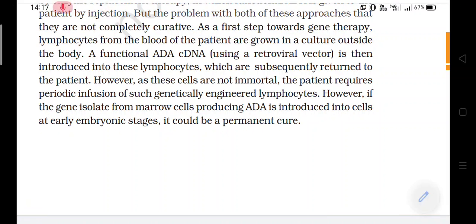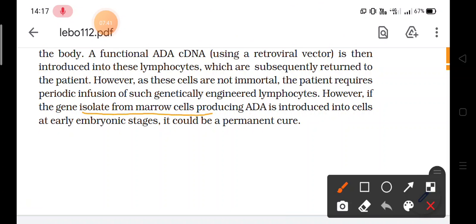So the solution is that the gene isolated from bone marrow cells, which are producing ADA, is introduced in the cells at an early embryonic stage. Means in the embryonic stage, what will be done? That gene which has to produce ADA will be given to the embryo, and now what will happen? The cells of the embryo will be able to produce this ADA, and when ADA is there, then the immunity system will be working.